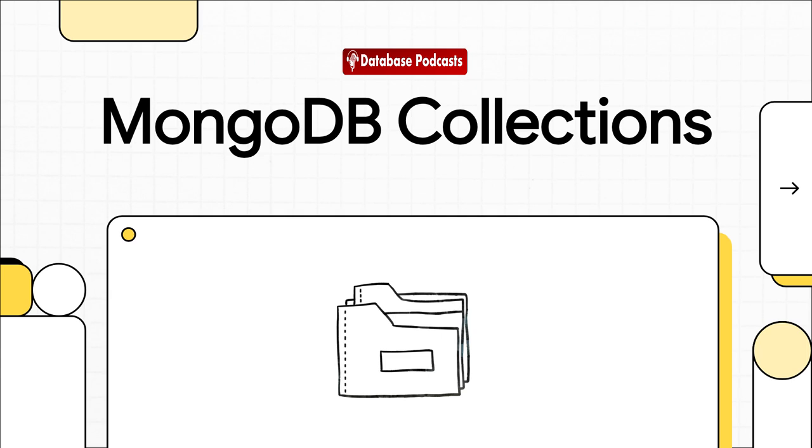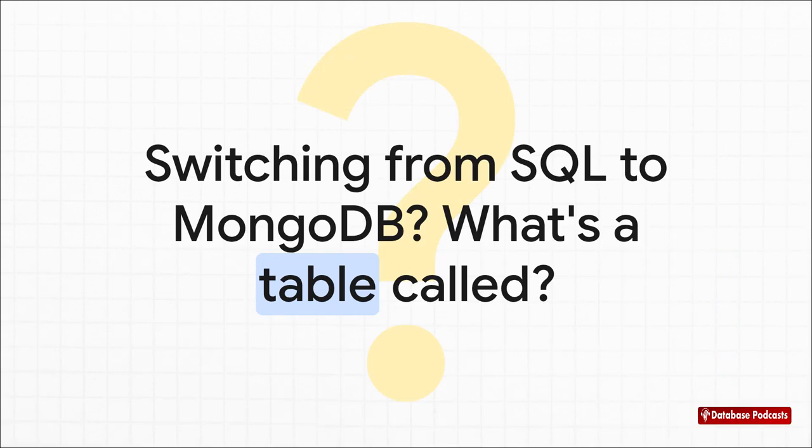Let's get into it. So if you're coming over from a relational database background, your whole world is probably built around tables, rows, and columns. And that's a great foundation. But when you step into MongoDB, the vocabulary changes just a little bit. So what's our new frame of reference?